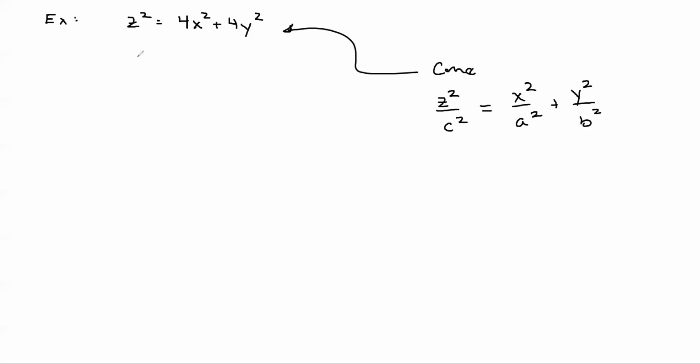Okay, so how do you recognize a cone, right? All of the terms are squared. One of them is by itself, and the other 2 are on the opposite side, and that gives you the format for a cone. And they all have to be positive or negative. Let's see if we can sketch this.